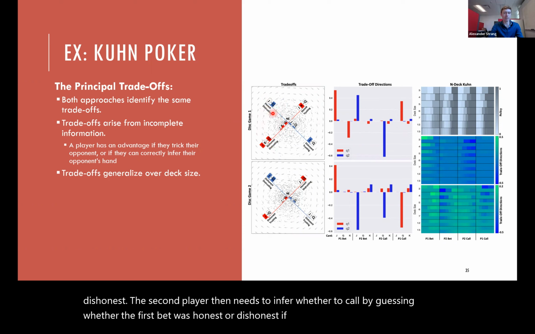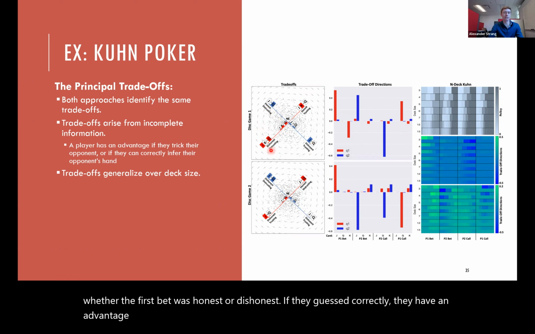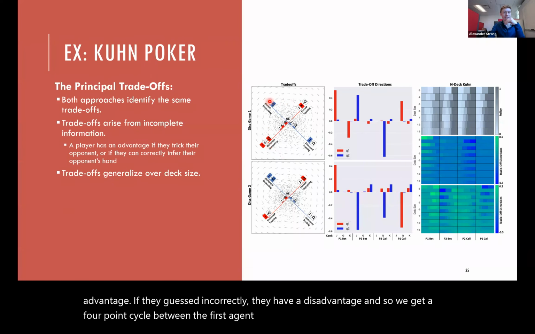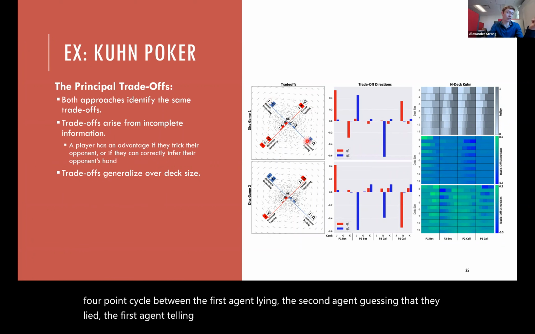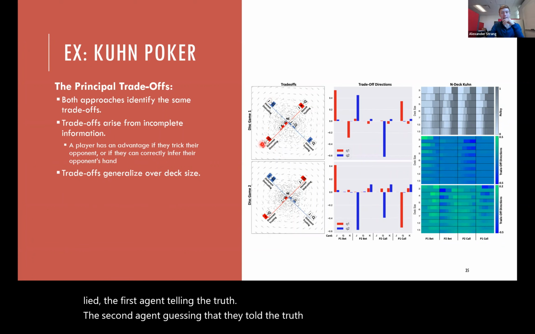If they guess correctly, they have an advantage. If they guess incorrectly, they have a disadvantage. And so we get a 4-point cycle between the first agent lying, the second agent guessing that they lied, the first agent telling the truth, the second agent guessing that they told the truth, and the first agent lying.